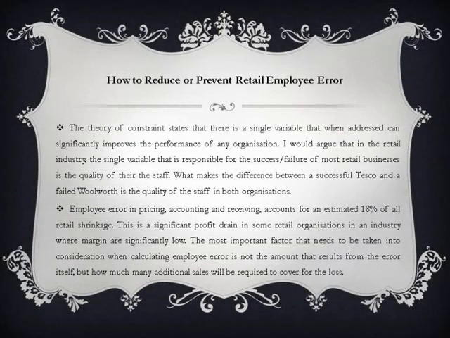The theory of constraint states that there is a single variable that, when addressed, can significantly improve the performance of any organization. I would argue that in the retail industry, the single variable that is responsible for the success or failure of most retail businesses is the quality of their staff. What makes the difference between a successful Tesco and a failed Woolworth is the quality of the staff in both organizations.